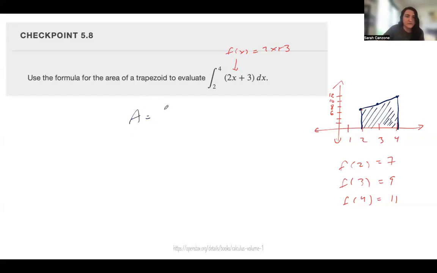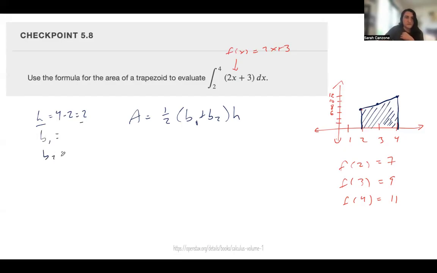So area is 1/2 base 1 plus base 2, or however you may have seen this, times the height. The height is the constant one where it doesn't matter. One side is the same as the other side. So here the height is always going to be the width of your trapezoid, because the distance from 2 to 4 here is the same as here. So the height from 2 to 4 is just going to be 4 minus 2, which is 2. So your height is 2.